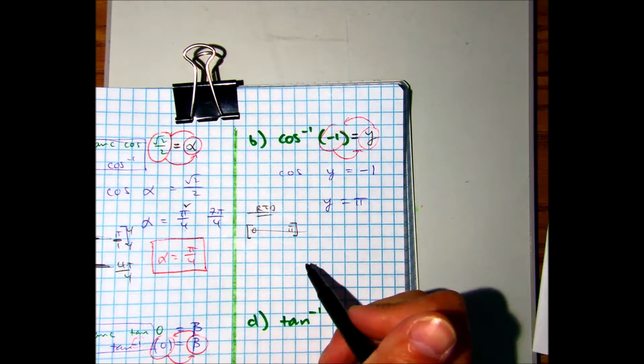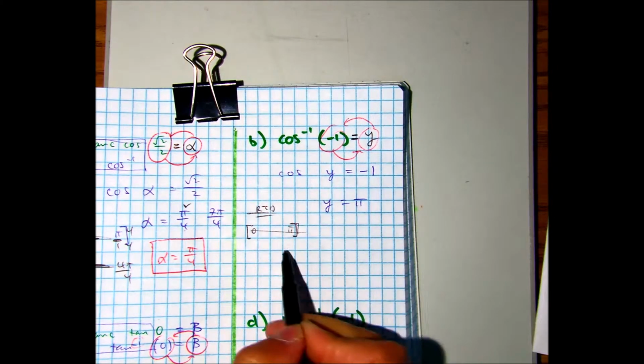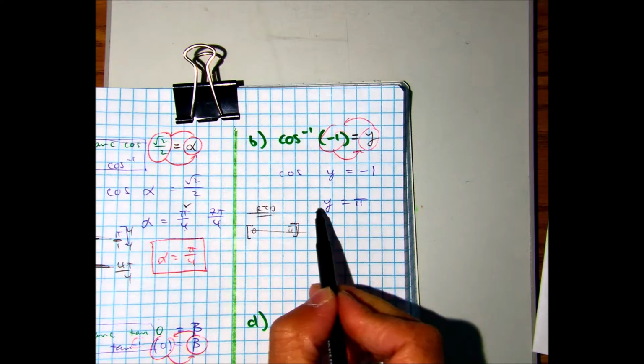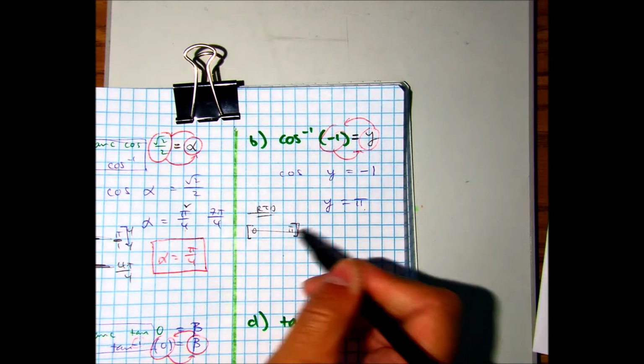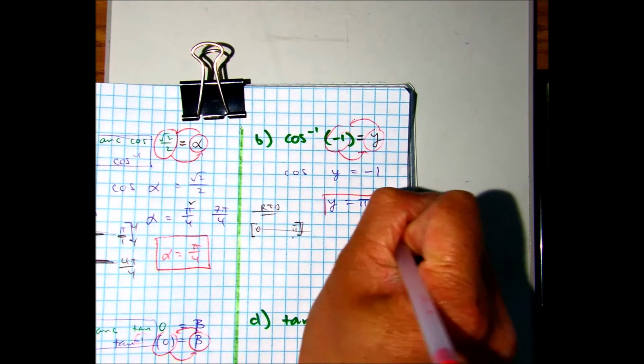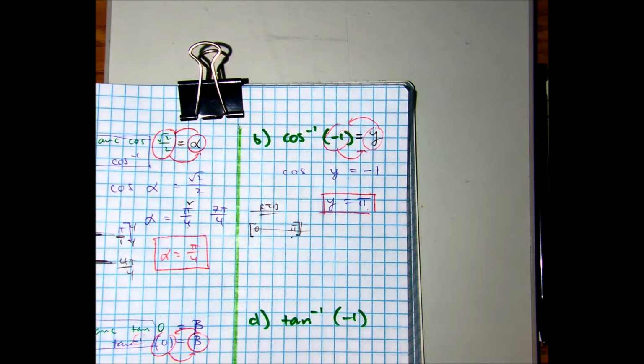The bracket means you include the solution at pi. Parentheses means don't let them in. So this one says y equals pi. Class, does that fit in here? Yes, it does. Raise your hand if you got that. Good job, good job.